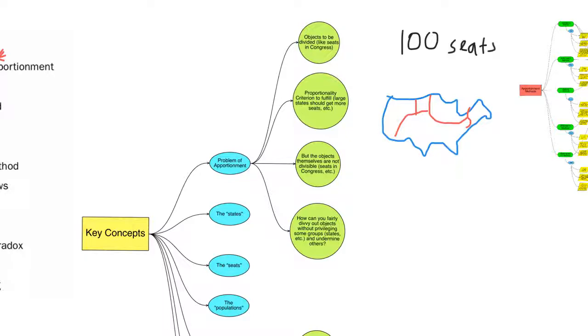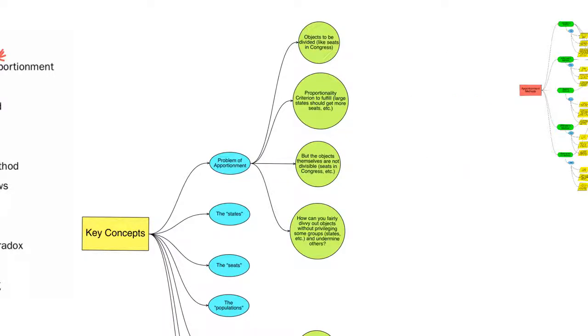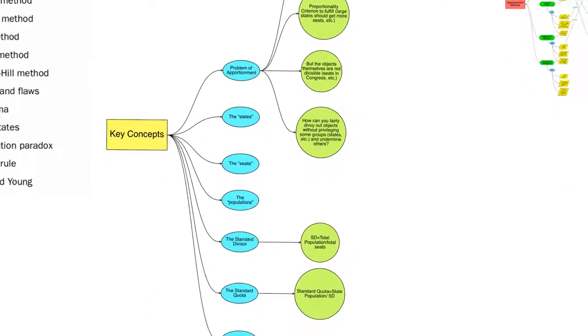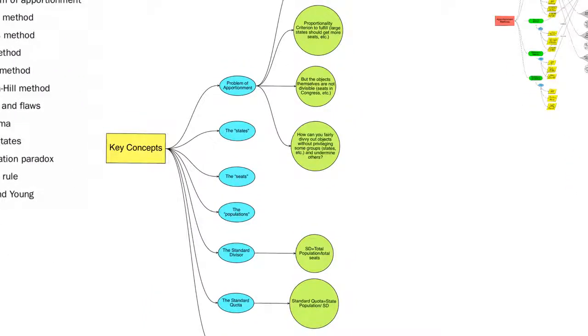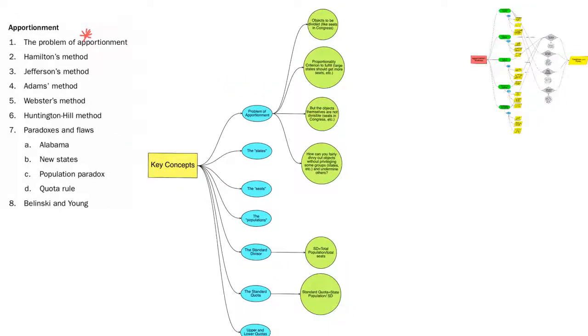Before we get into the nitty-gritty of all that, I'd like to get through the rest of this first flowchart and take a look at the key concepts in general. So we already covered the problem of apportionment. It basically has to do with the fact that there are multiple objects to be divided. The objects themselves are not divisible. There's proportionality criteria to fulfill, and there's also the question of how you can divvy the objects out in such a way that is fair.